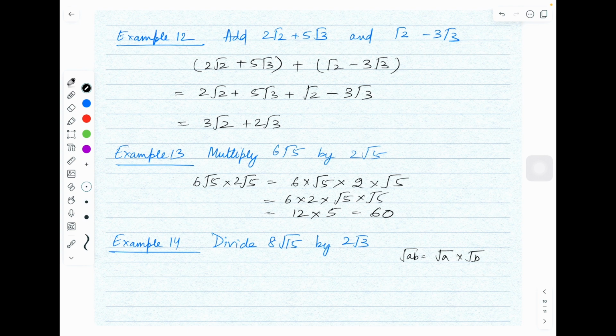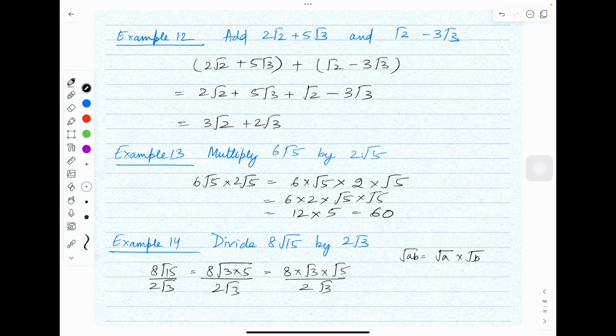See, it is given: divide 8 root 15 by 2 root 3. So 8 root 15, I can write as 8 root 3 into 5, divided by 2 root 3. A and B are both positive real numbers, so we can separate it: 8 into root 3 into root 5 by 2 root 3. Root 3 and root 3 cancel. 8 by 2 is 4 times. So the answer is 4 root 5.